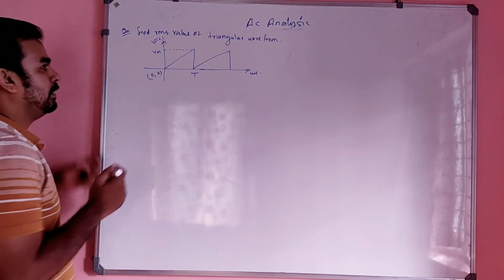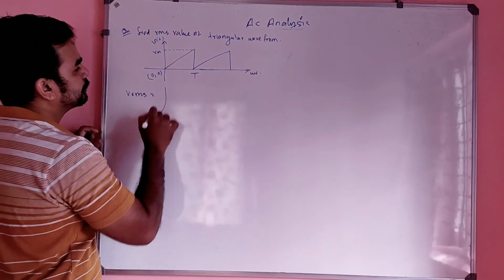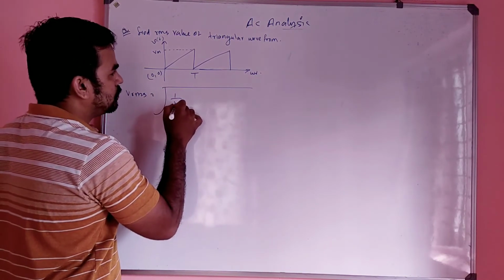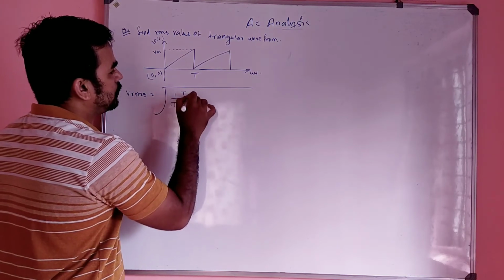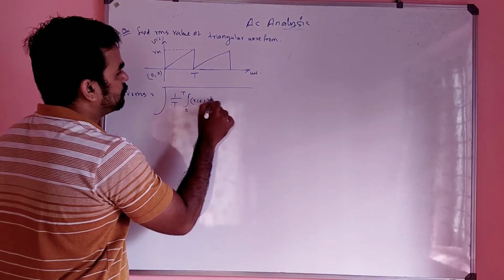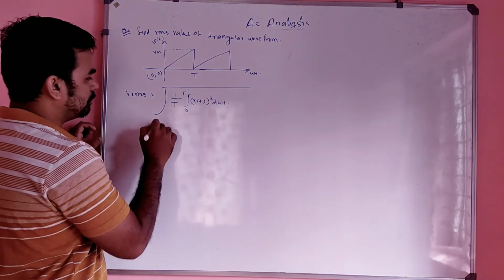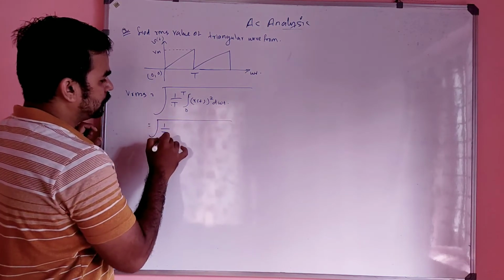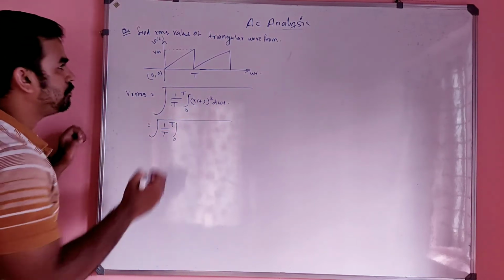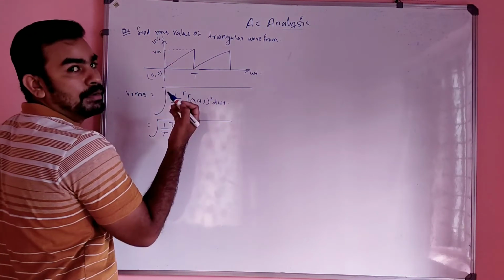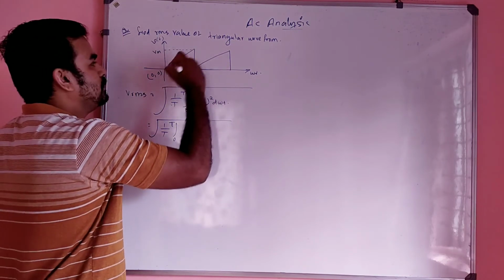Simple. What is the equation for that? Our basic equation is needed here also: square root of 1 by T integral 0 to T v of t square d omega t. Correct or wrong? Correct. What is v of t here? V of t is nothing but the equation of this waveform, the equation of this curve.